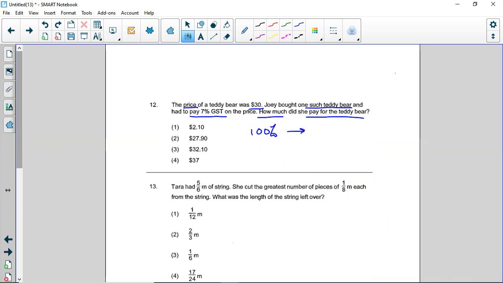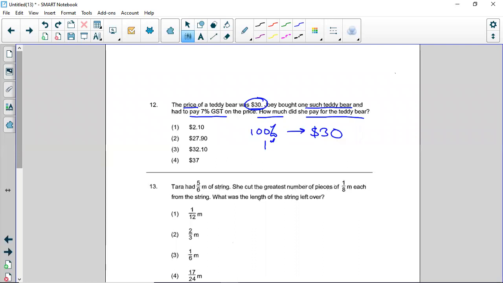So the price of a teddy bear was $30. Joey bought one teddy bear and had to pay 7% on the price. So which means that your 100% is 30 before the GST, right? Before you add the GST. So how much after the GST? That will be 107, right? 100 plus 7 will be 107.